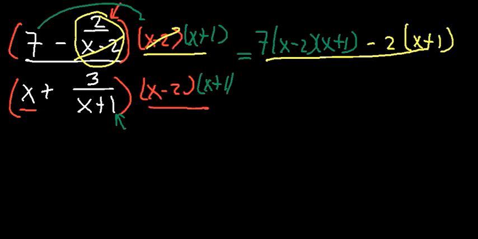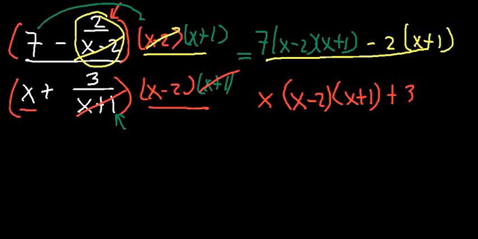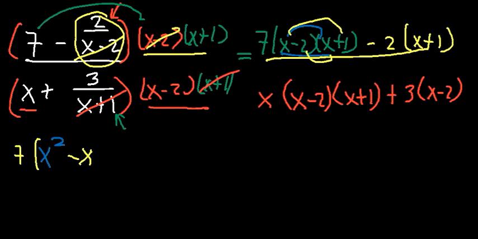Now x times these two, nothing cancels, so it's just x times x minus 2 times x plus 1. Here, these two cancel, so we just get 3 times x minus 2. So what I'm going to do is FOIL this expression first. So x times x is x squared. X times 1 is 1x. Negative 2 times x is negative 2x. Negative 2x plus 1x is negative x. There's a 7 in front. And then negative 2 times 1 is just negative 2.